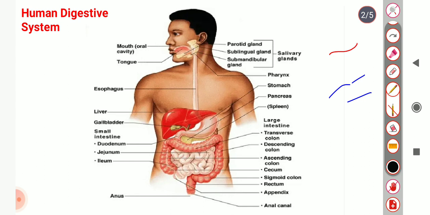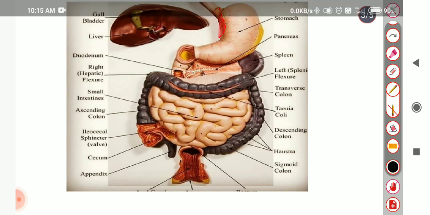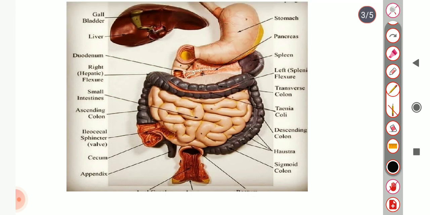The fourth one is the stomach. You can see the structure of the stomach. Let's understand it in the next diagram. The stomach is the widest organ of the alimentary canal, and it is a J-shaped structure. The lesser curvature lies on the posterior surface of the stomach.